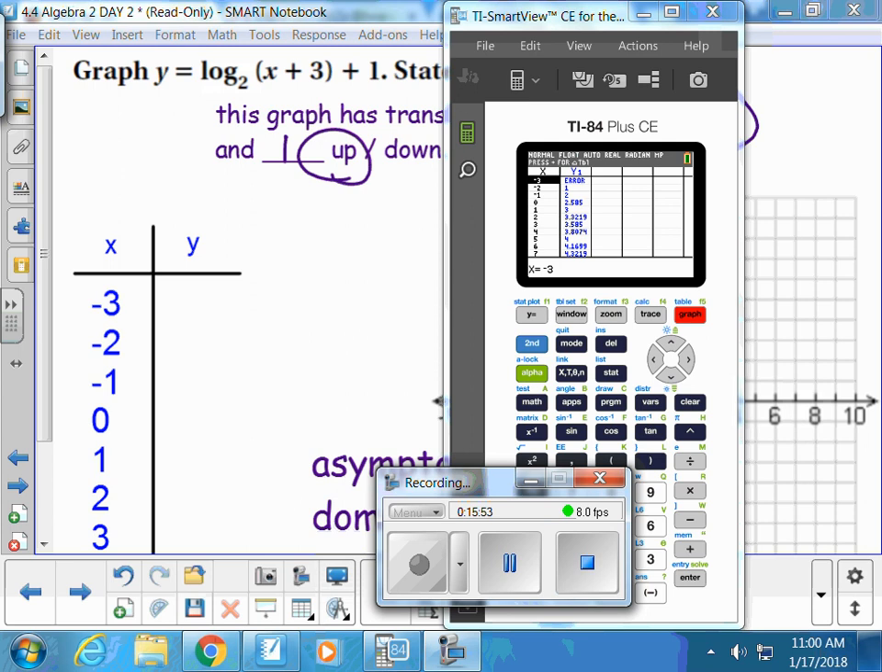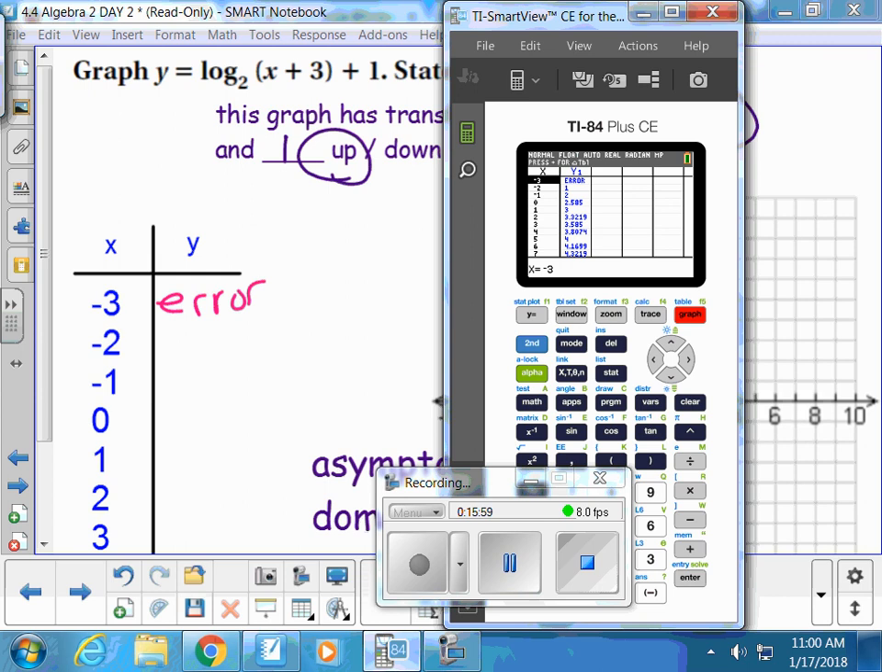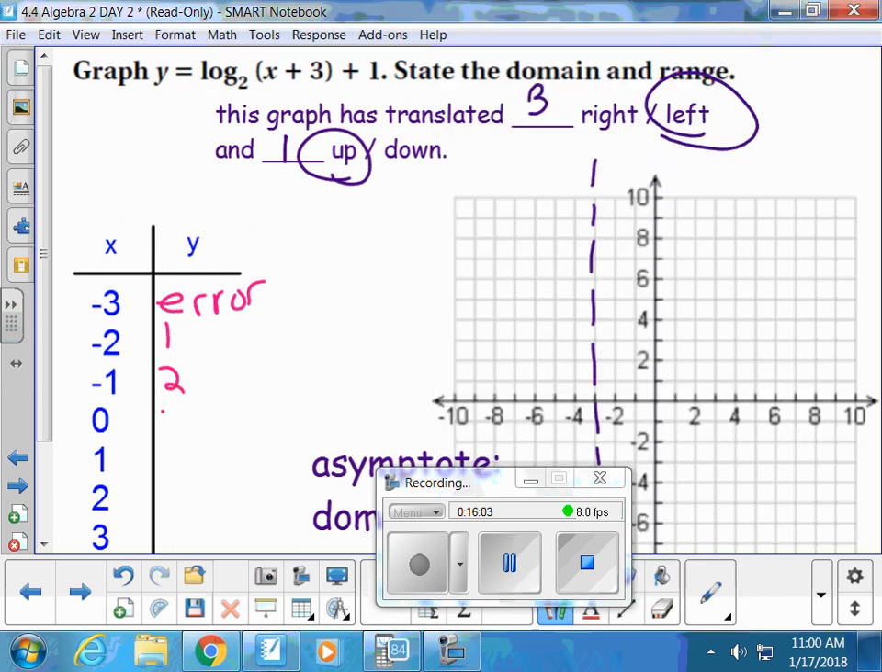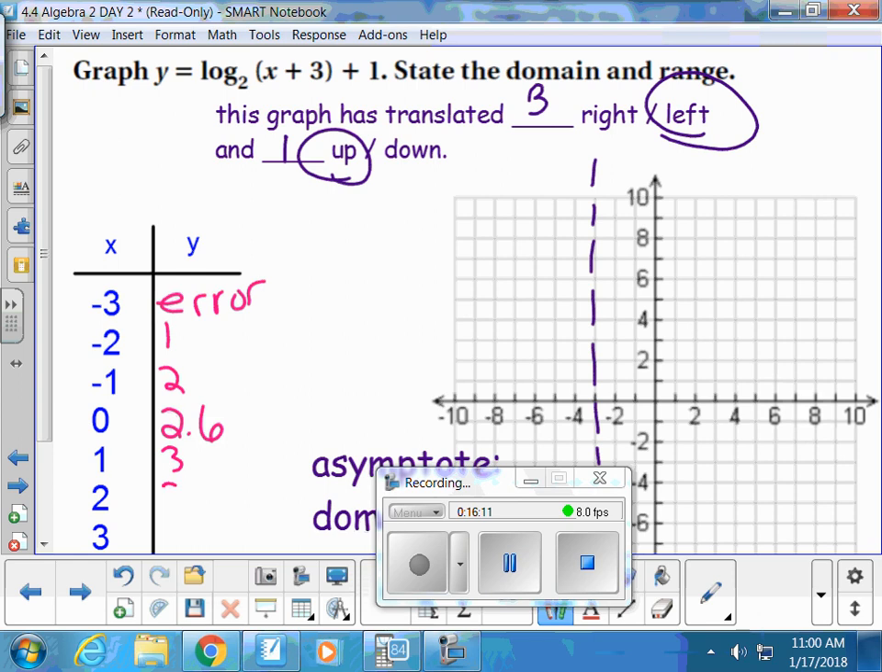Alright, we're going to read down our table of values. We only have one error this time. Does everybody else have 1, and then 2, and then 2.6? I rounded it. 3, 3.3, and I think 3.5 was the last entry? You didn't get it? Alright, I'll come look.